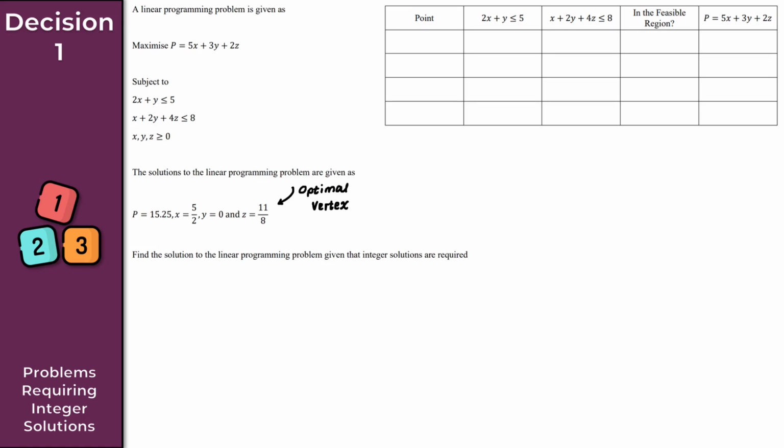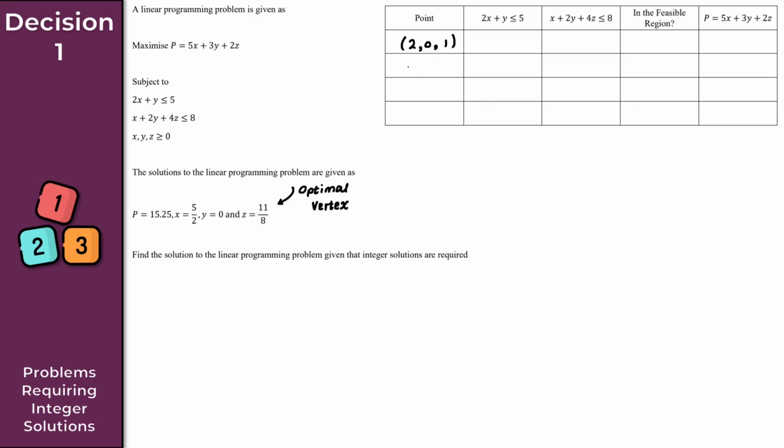So what points could I choose here, for example? I could choose 2, 0, 1. Like I said, the 0 won't change, so 0 applies to all of the points that we're going to choose. The 2 is rounding down, so 5/2 is 2.5. And for 11/8, let me quickly evaluate that as a decimal. I get 1.375. If I round that down, I get 2, 0, 1.